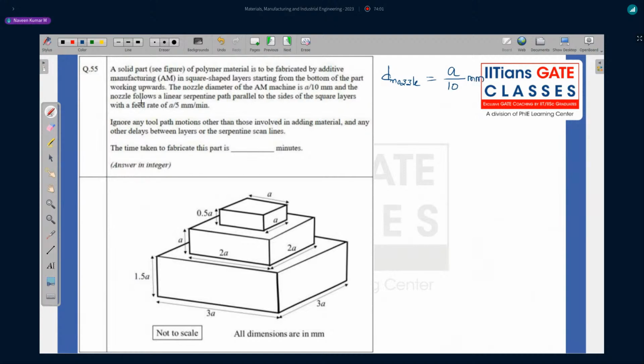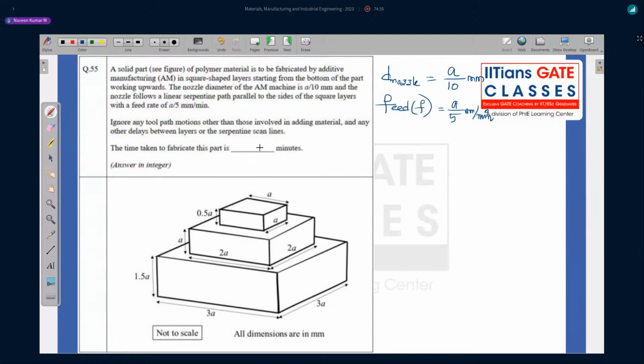And the nozzle follows a linear serpentine path. There's a path planning for additive manufacturing. Serpentine path parallel to the slices of square layers with a feed rate F equal to A by 5 mm per minute. Now, ignore any tool path motions other than this, whatever they are saying. Time taken to fabricate. Simple question actually.